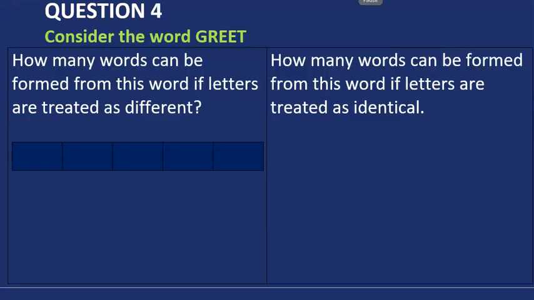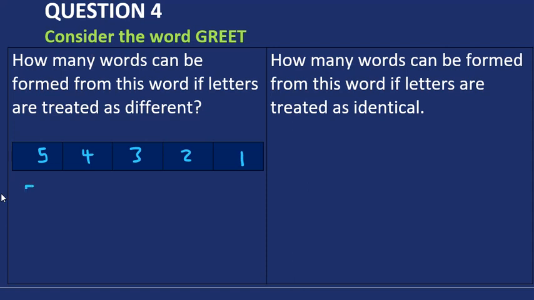All right, this is an easy one. Consider the word greet. How many words can be formed from this word if letters are treated as different? So we don't regard the letters, even the letters that are the same, we regard them as different. So again, it's a matter of choices. How many choices do we have to choose from? In the first instance, we've got 5 letters to choose from. 1 is gone, so we've got 4 letters to choose from. Another 1 is gone, and then 3, and then 2, and then 1.